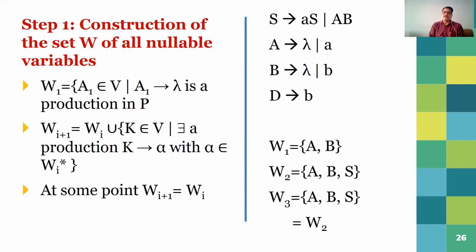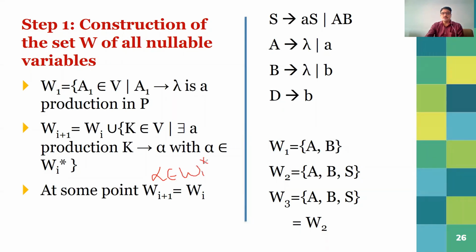And simple, in step 2, similar to the previous one, we will construct Wi+1 equals Wi union {A belongs to V, where there exists a production A to alpha with alpha belongs to Wi*}. Here the point is, it is something different from the previous one. In this case, alpha belongs to what? Alpha belongs to Wi star.